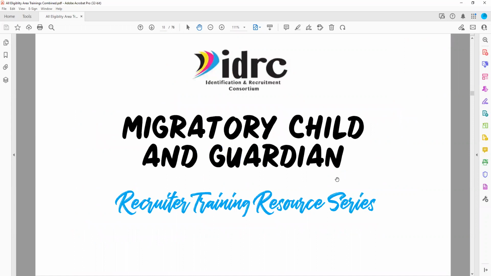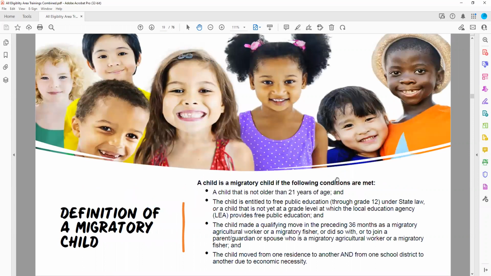So now we're going to look at the children. I know this is a lot to take in, but you want to think through it. A migratory child is a child who's not older than 21 years of age. We talked a little bit about this in the general eligibility factors. They're still eligible for free public education in your state. They have to have made a move themselves with a migratory agricultural worker if they're not the worker themselves. So that may be a mom, dad, spouse. They have to have moved with them.